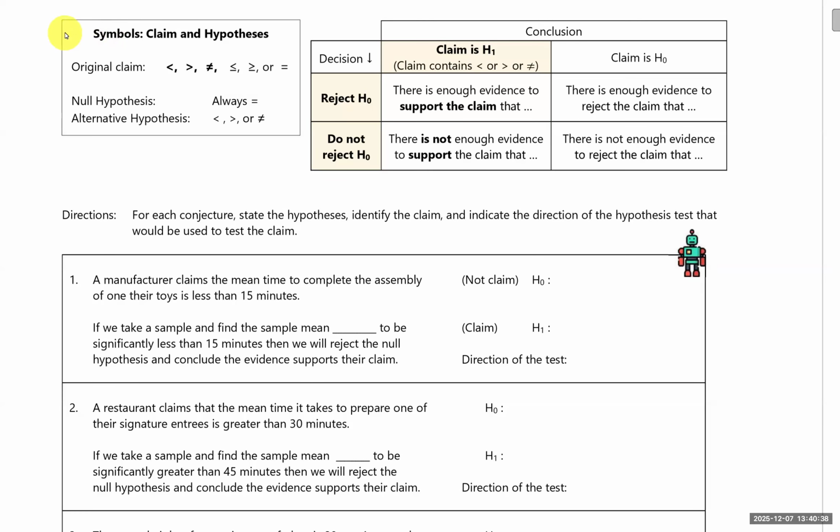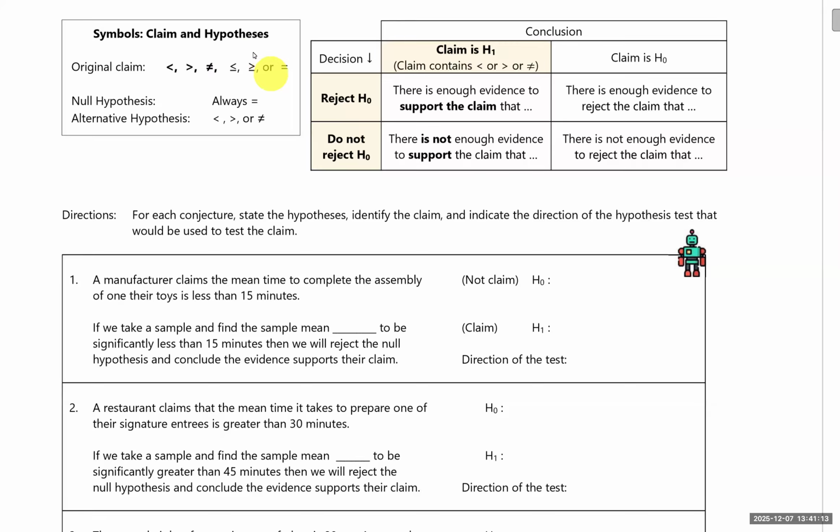Welcome. We are now going to practice writing the first step of hypothesis testing, which would be to write the hypotheses. So we'll have two hypotheses, the null hypothesis and the alternative hypothesis. And some type of claim is going to be made about a population parameter, and that is what we will be testing. So when we read our problems, we're going to be looking for claims that involve a less than, a greater than, or a not equal to.